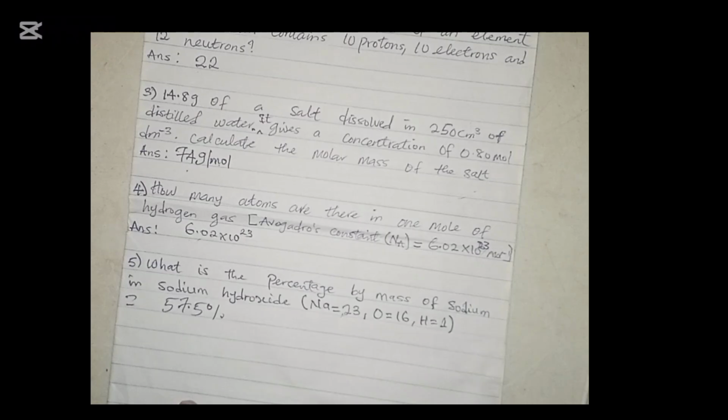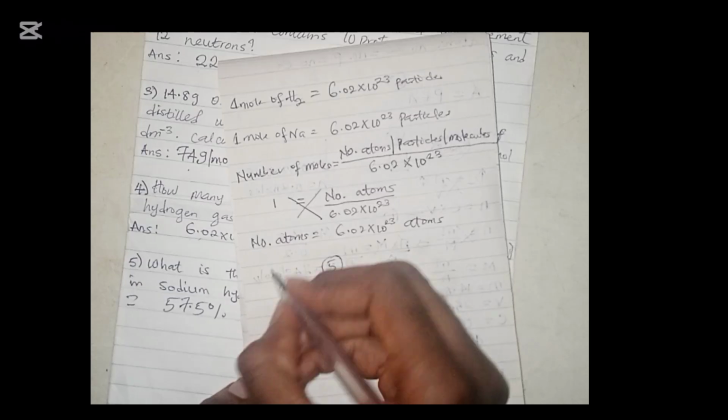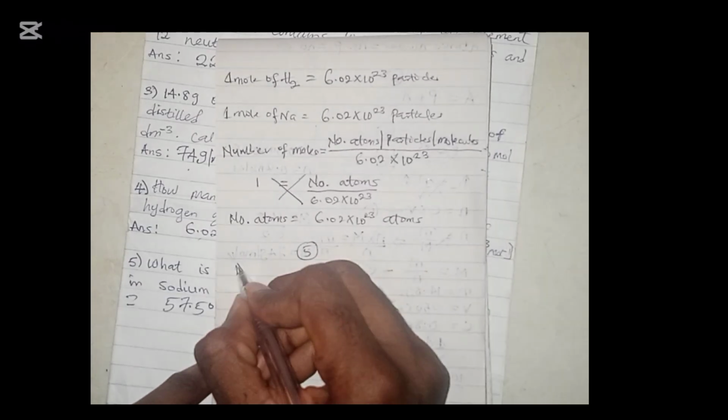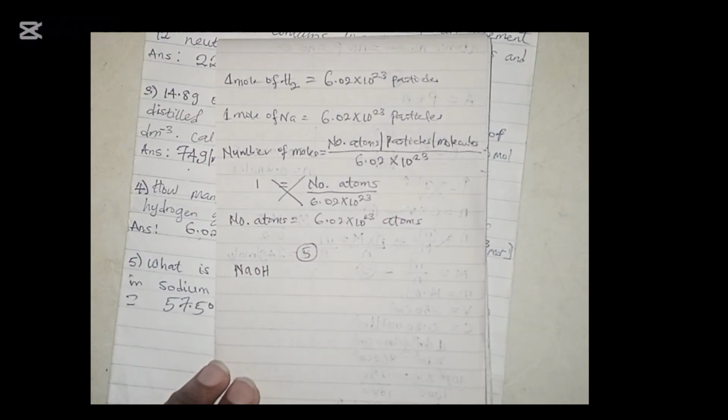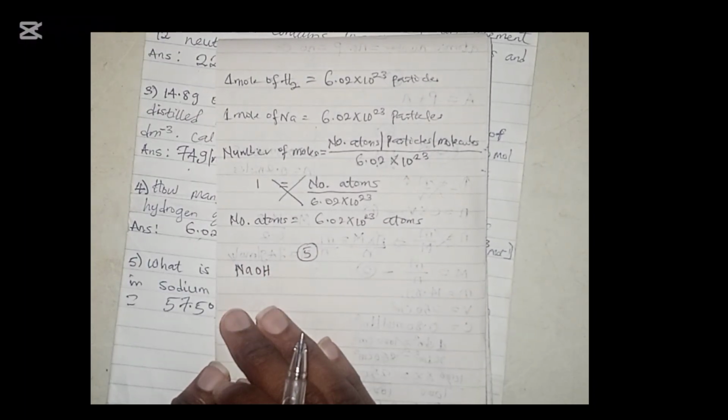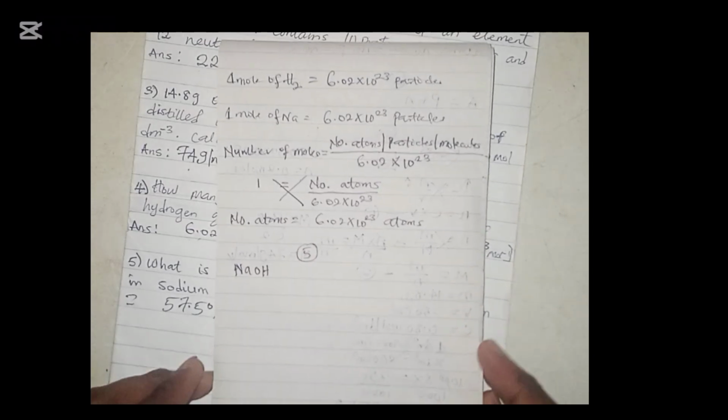Now the next question says, what is the percentage by mass of sodium in sodium hydroxide? Now, to find the percentage by mass of an element in a compound, basically what you do is we would have to find, first of all, sodium hydroxide has a formula, NaOH. Now, we would have to find the relative molecular mass of sodium hydroxide. Then from there, we can get the percentage by mass.